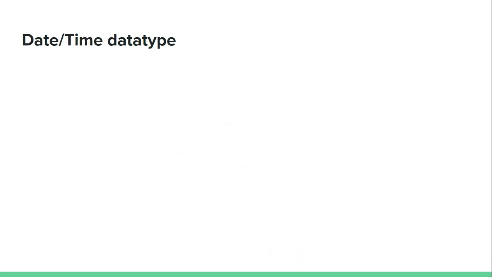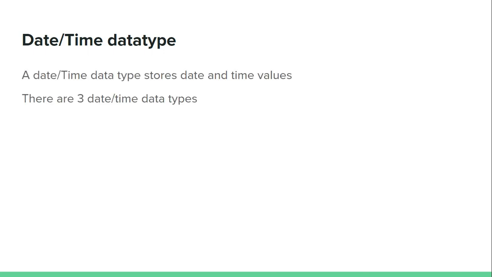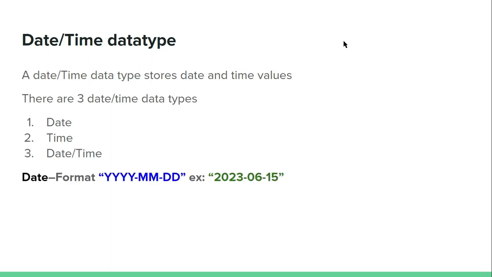The last data type is the date and time data type. A date time data type stores date and time values. There are 3 types of date and time data types. First is date, second is time, and third is date time. Let's see one by one. First data type is date. It stores values in the format of year, month and date. Example for this is 2023-06-15, where 2023 is the year, 06 is the month and 15 is the date.